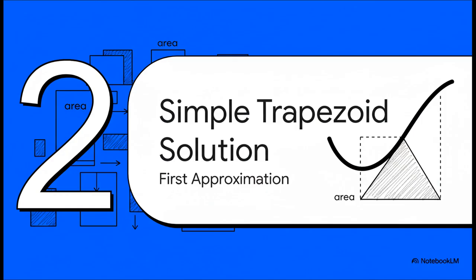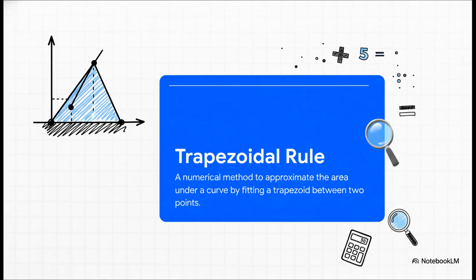You can think of this as making a really rough, first-pass sketch of the area we're trying to figure out. And this is the trapezoidal rule in a nutshell. It's what's called a numerical method, which just means it's a practical way to get a number for an answer, even if it's not a perfectly perfect one. All we do is pick a start point and an end point on our curve, and bam, draw a straight line between them. That line becomes the top of our trapezoid.